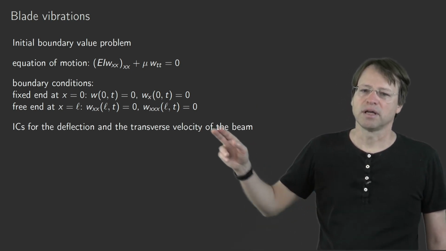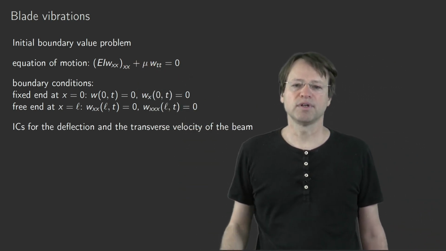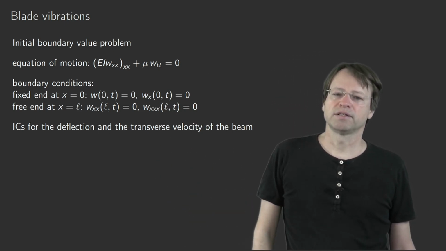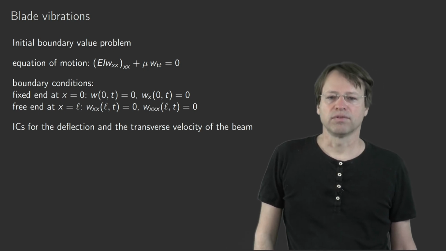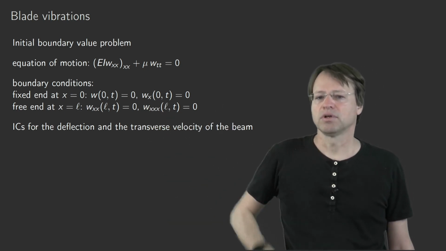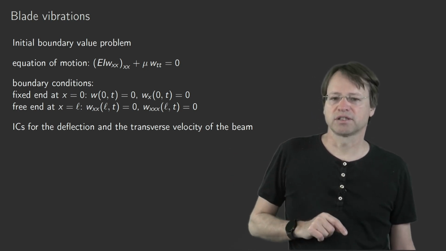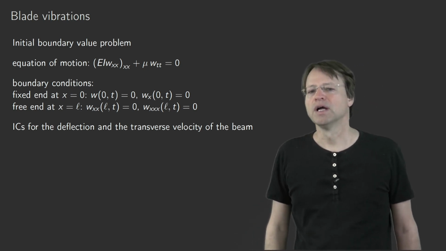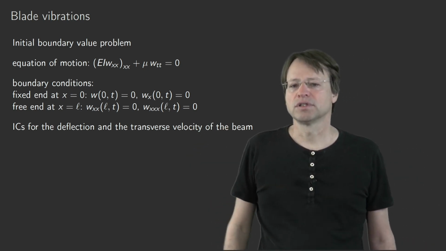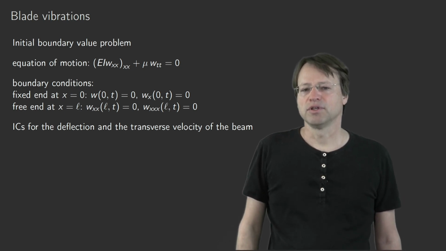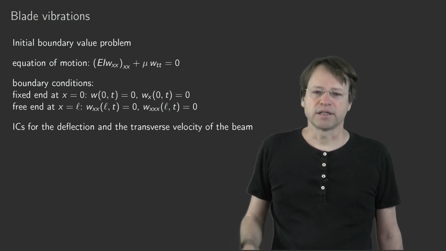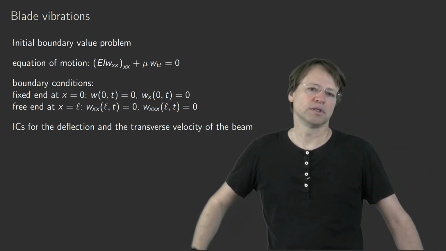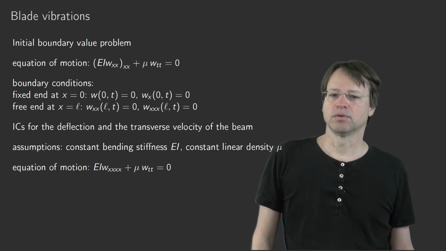And then we need, as it is an initial boundary value problem, we also need initial conditions for the deflection, so for W, and the transverse velocity of the beam. So we need W at all the positions x for one special time, t equals 0 or t equals t0, and we also need the velocity, so the first derivative of W with respect to time, at any position x for one time t equal 0 or t equal t0.